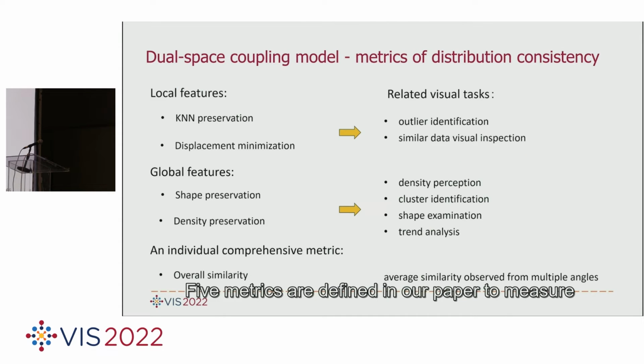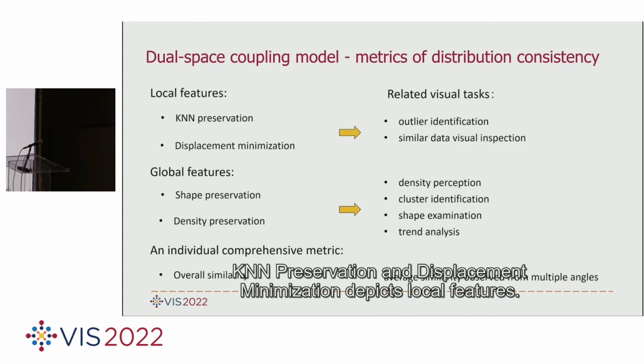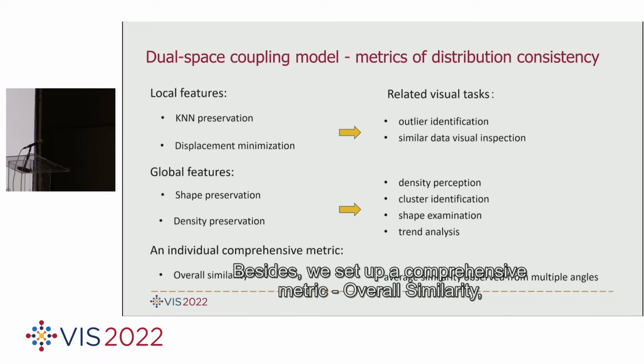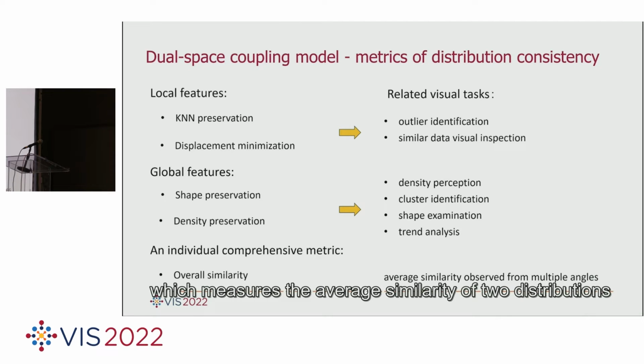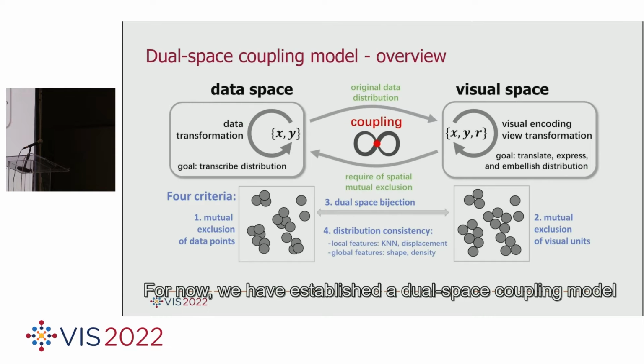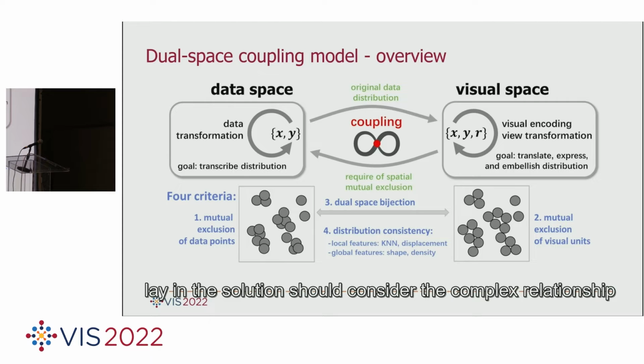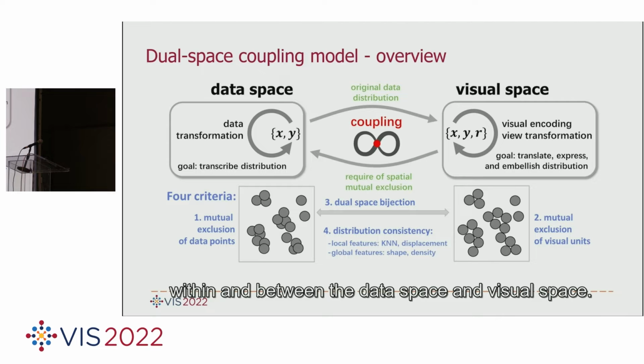Five metrics are defined in our paper to measure the distribution consistency between two scatterplots. KNN preservation and displacement minimization depict local features, while shape preservation and density preservation depict global features. Besides, we set up a comprehensive metric, overall similarity, which measures the average similarity of two distributions observed from multiple angles. For now, we have established a dual space coupling model for overdraw solutions. The core consideration of our model lies in that the solution should consider the complex relationship within and between the data space and the visual space.